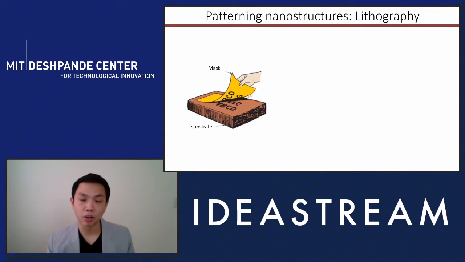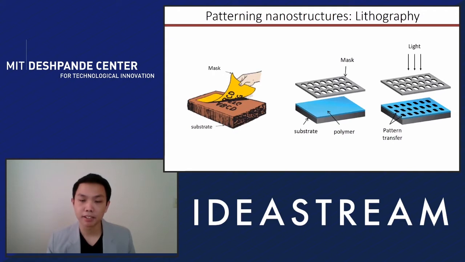To understand lithography, all you need to do is look at this image. For lithography, you need a mask. You lay the mask on top of the substrate. And in this example, if you spray paint the mask, the pattern of the mask will be transferred to the substrate. In semiconductor industry, lithography works in very similar way.